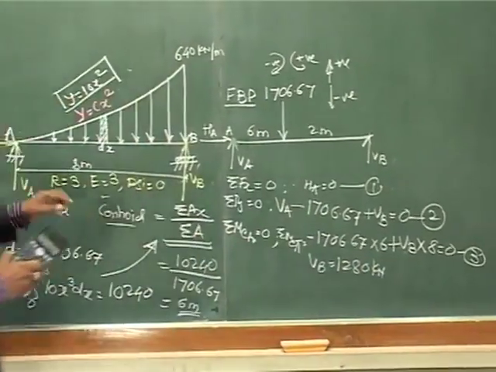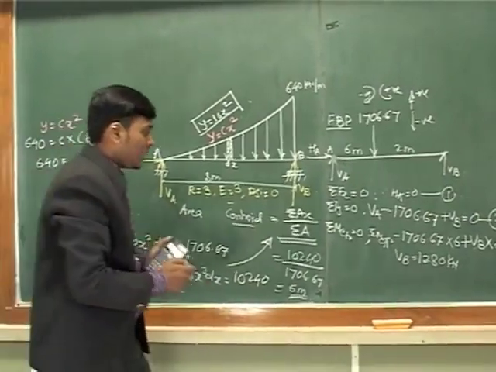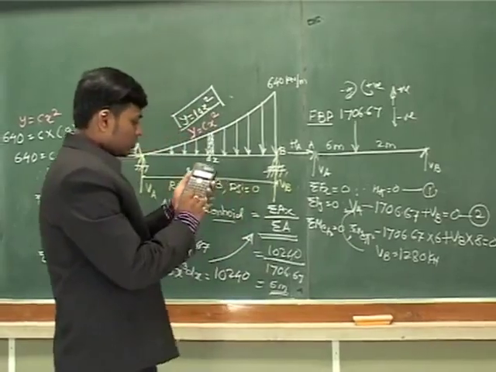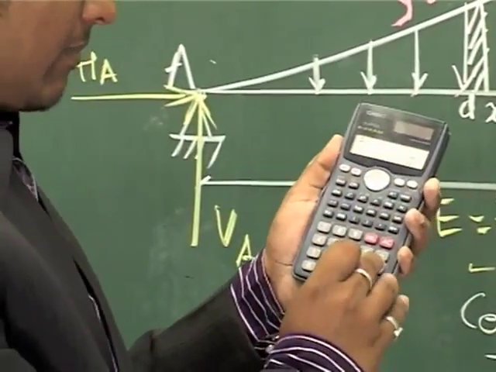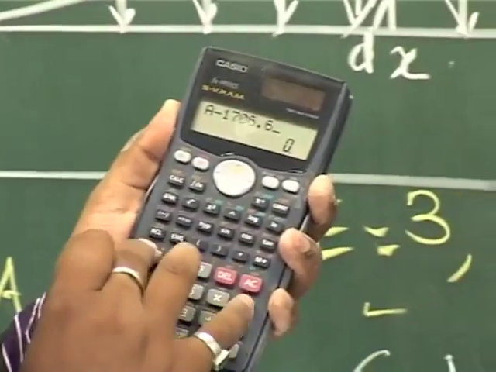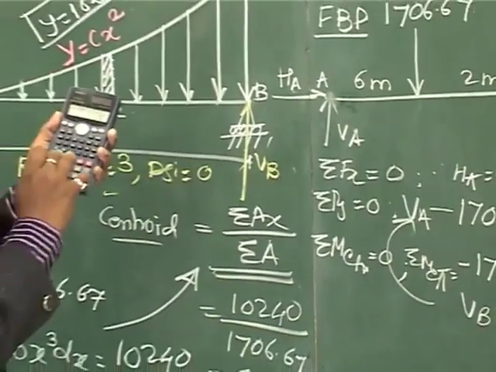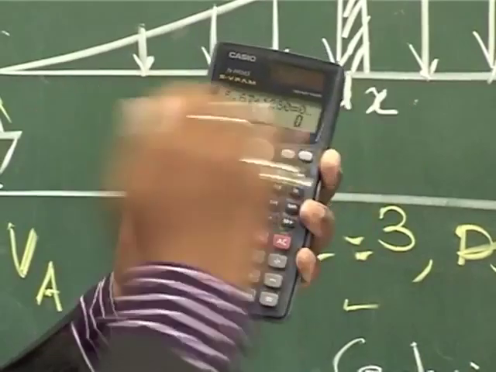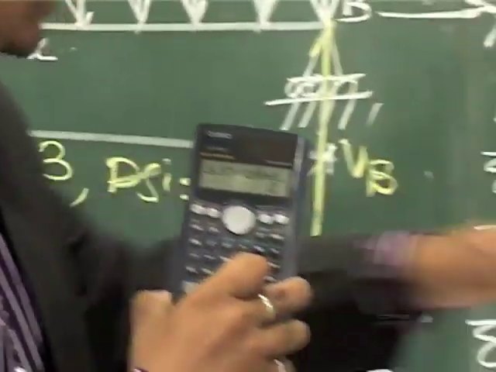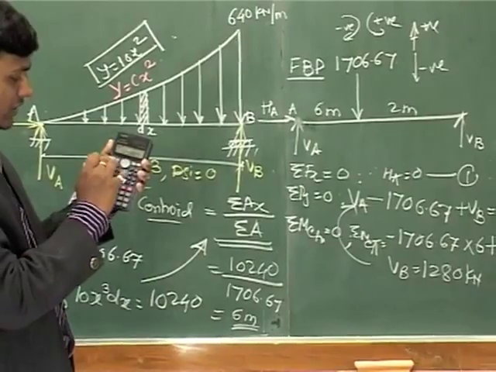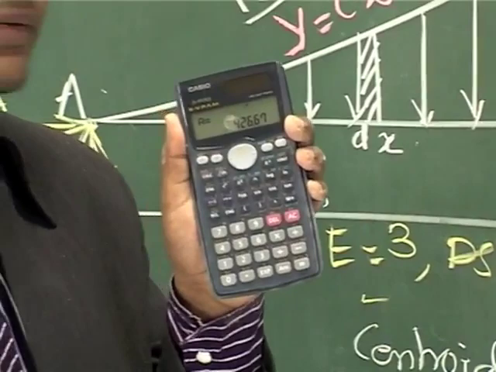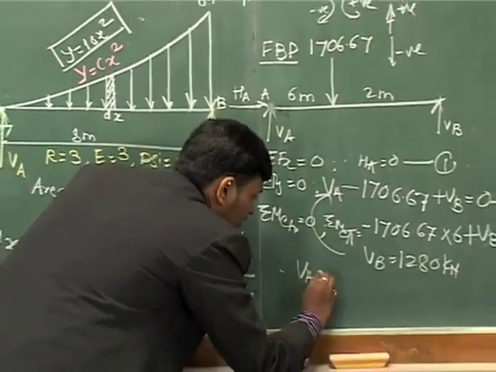But in the question we are asked what is the vertical reaction at A. So for the vertical reaction at A, we have to just substitute back in the second equation. So your equation will be VA minus 1706.67 plus the answer, which is VB, 1280, equal to 0. Now your equation is ready, where you have only one unknown, which is VA. So shift cal first, again shift cal. It will directly give the answer, which is 426.67. So VA comes out to be 426.67.